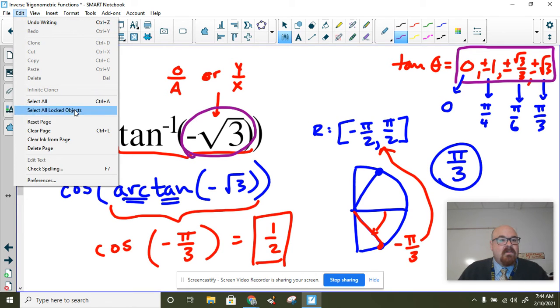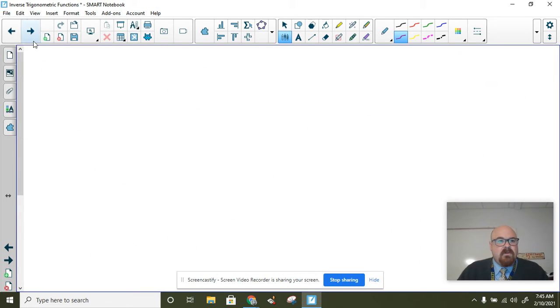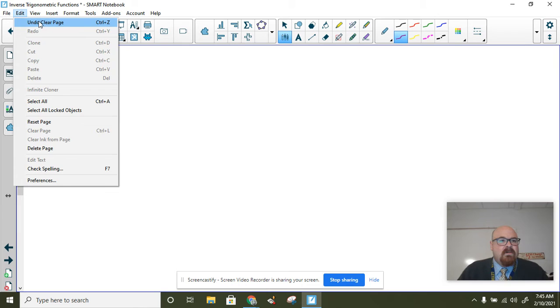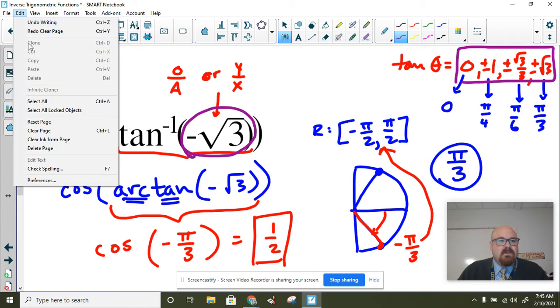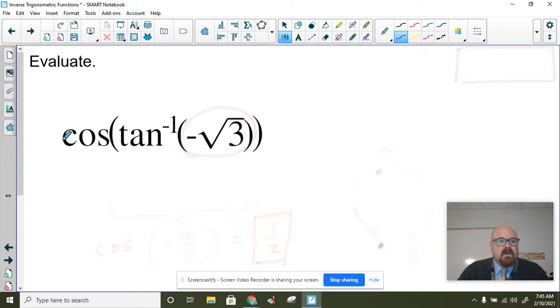But what I would also like to do is do this problem using right triangle trigonometry, because we can use right triangle trig even when we recognize this, because there's going to be problems where we can't use unit circle trig.